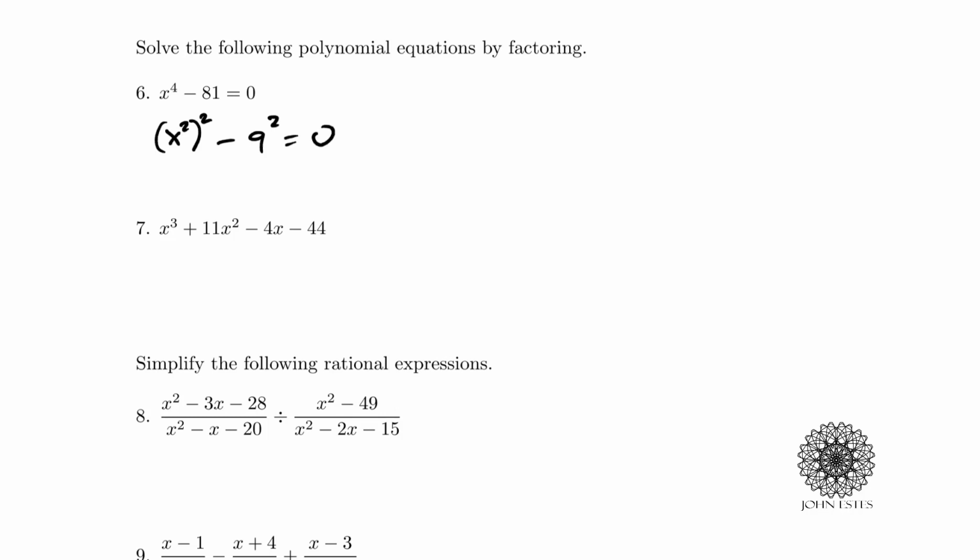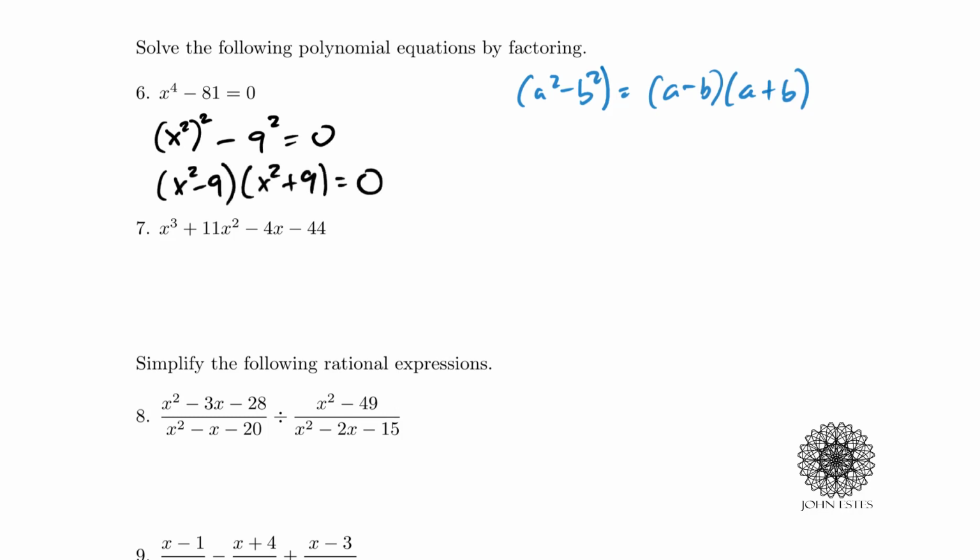And so I'm using my special binomial formula that says a squared minus b squared is the same thing as a minus b times a plus b. So letting x squared be a and 9 be b, I have x squared minus 9 times x squared plus 9 equals 0. Now I'm going to solve these both like this.